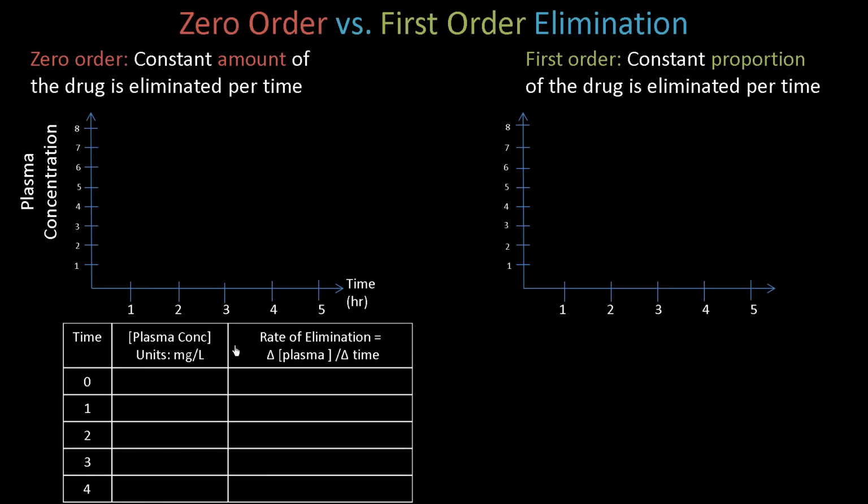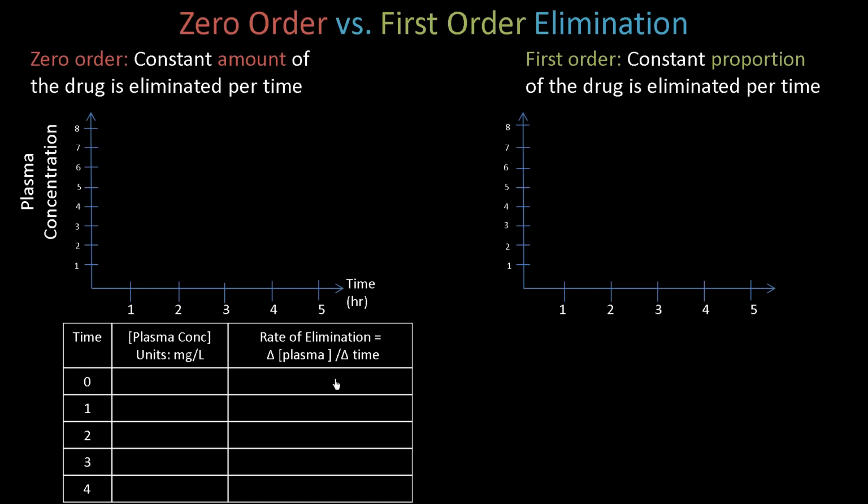So remember that with the rate of elimination, this is constant with zero order kinetics. A constant amount of drug is being eliminated per time. And so the rate of elimination is the change in plasma concentration over the change in time. So pay attention to the units here. The plasma concentration, the units are milligrams of drug per liter of plasma, and the time we're going to use here is going to be hours.